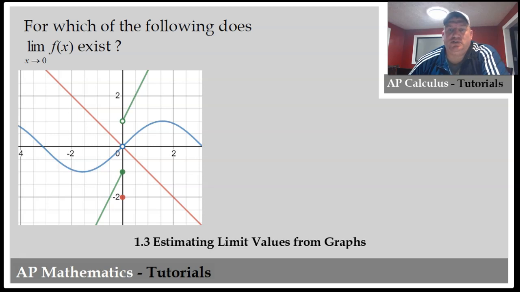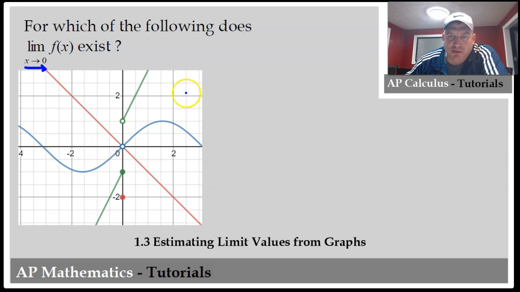Hello, calculus students. Here we're looking at section 1.3, estimating limit values from graphs. It says, for which of the following, I guess they mean the three different colored graphs, does the limit of f of x exist as we approach 0? This statement here, approaching 0, is the general case, so we need to look at it from the left and the right.